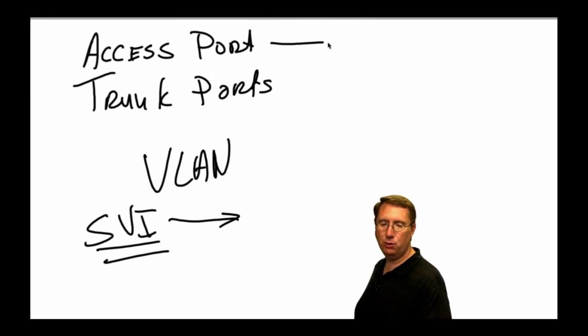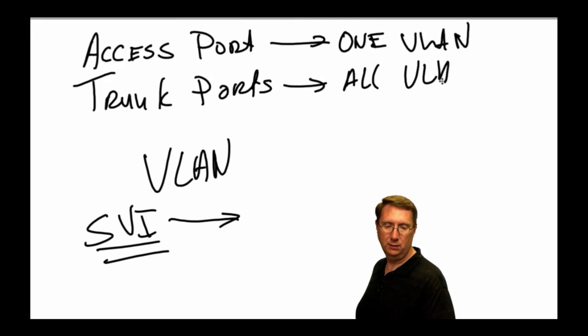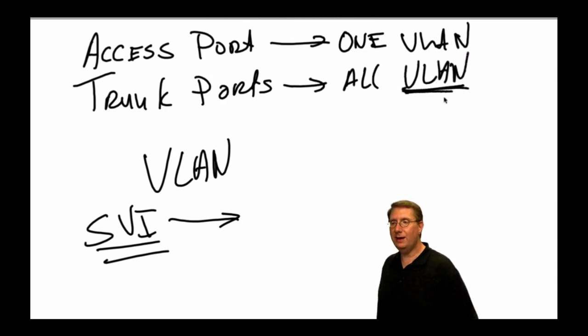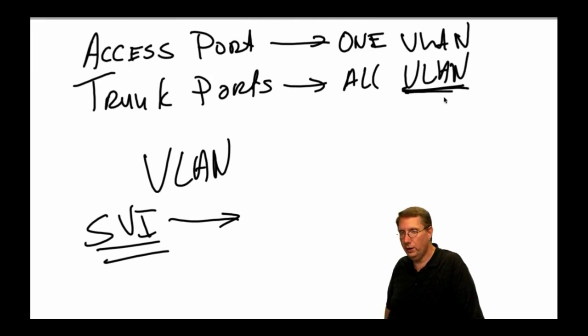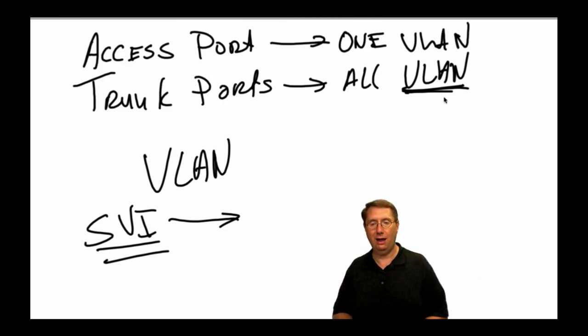Now an access port is one VLAN. A trunk port is going to be all VLANs. All VLANs by default will be allowed on a trunk. We can go in and we obviously can manipulate that to ensure that that doesn't take place. And what I want to do is review that right now.